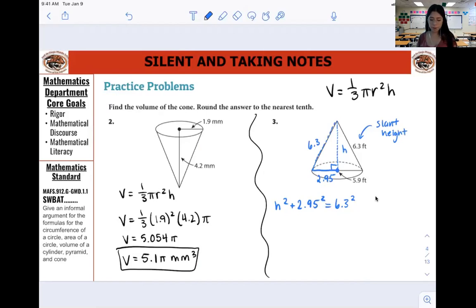All right, take about 30 more seconds, at least try and get the height in the next 30 seconds. And if you finish with the height, you can go ahead and find the volume.